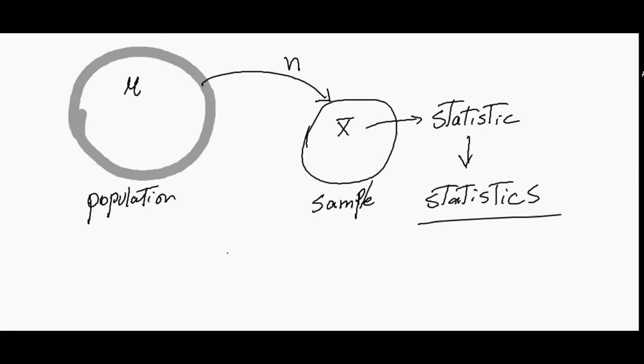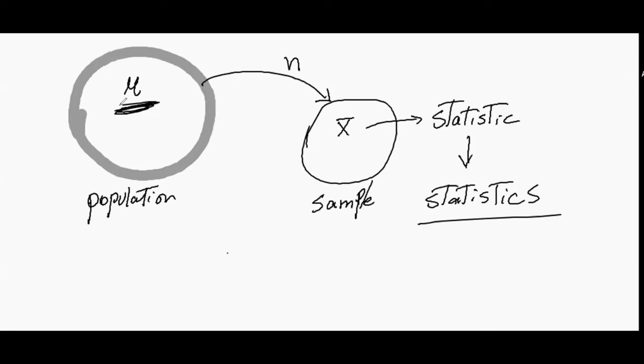The mission of the course is to predict the parameter of the population based on a statistic of the sample. And it is a witchery, because we want to predict the parameter of the population, which we don't have access to. We don't have access to the population. We don't have access to all of the target market. We don't have access to all of the population of Canada. We don't have access to all of the products that are produced in a factory.